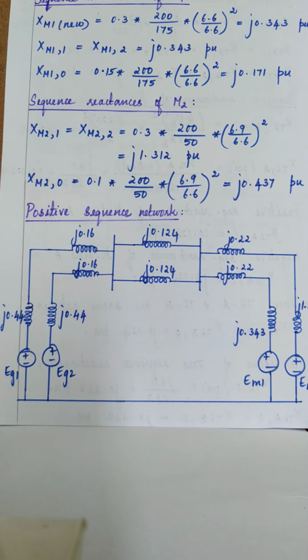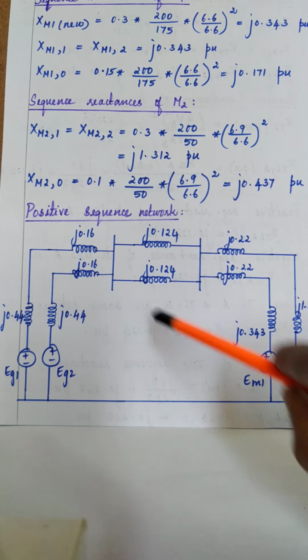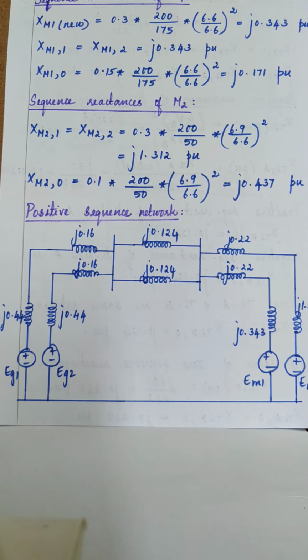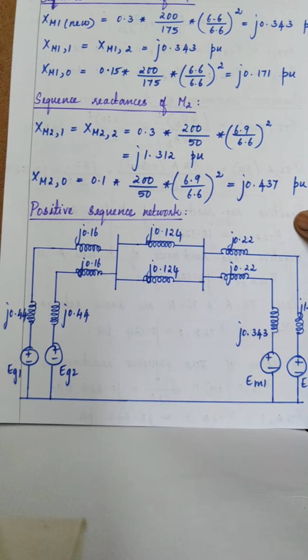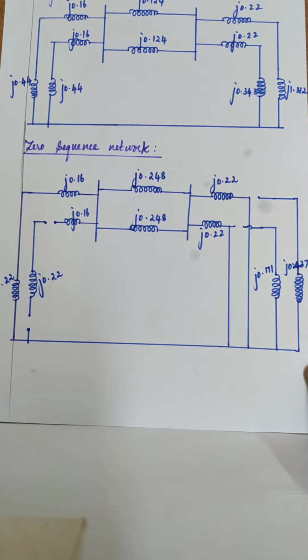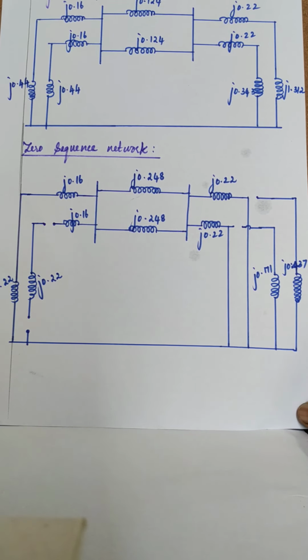Now how to draw the negative sequence network? Same diagram, short all the four voltage sources, and you will get the negative sequence network. The reactances will be the same, since positive and negative sequence reactances are equal. So this is the negative sequence network. Coming to the zero sequence network, you should be a little careful. So this is the zero sequence network.